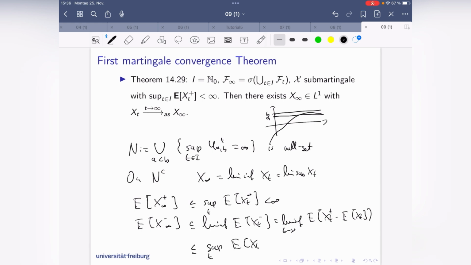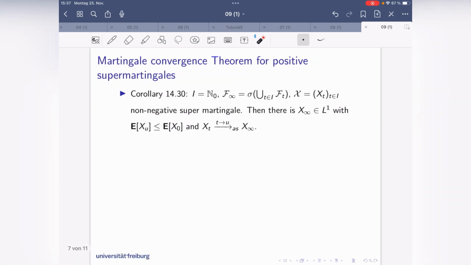expectation xt plus minus the expectation of x infinity, and this right hand side is finite because the first term is finite here by assumption. The second one is finite because x0 has finite expectation. And we've shown the first martingale convergence result. And all that happens now are corollaries, more or less.